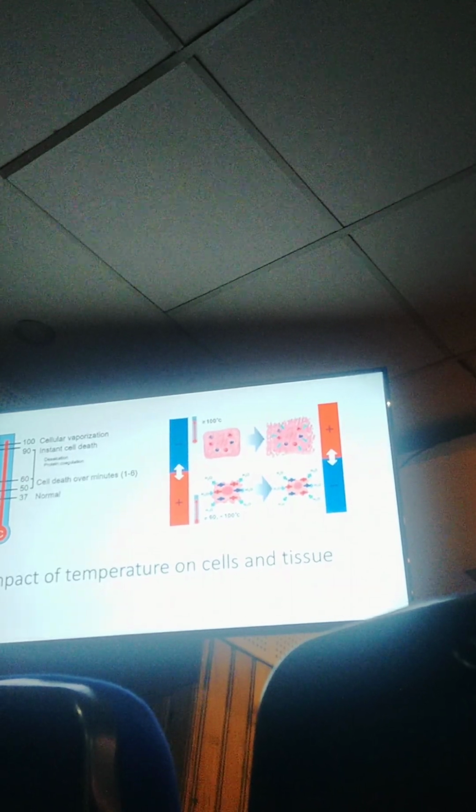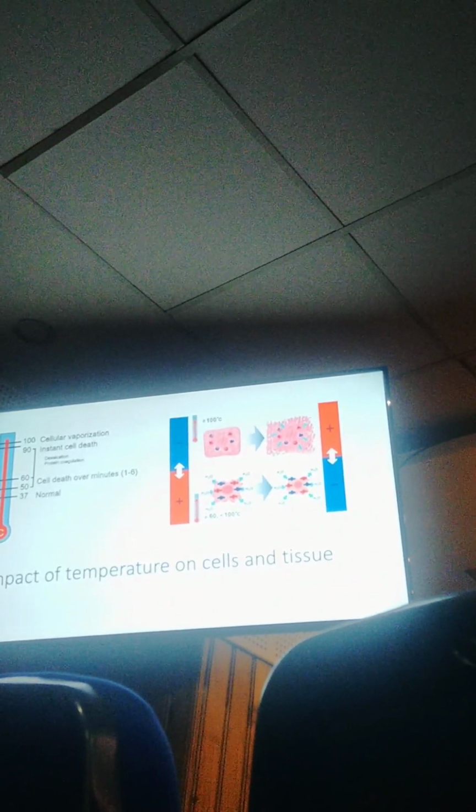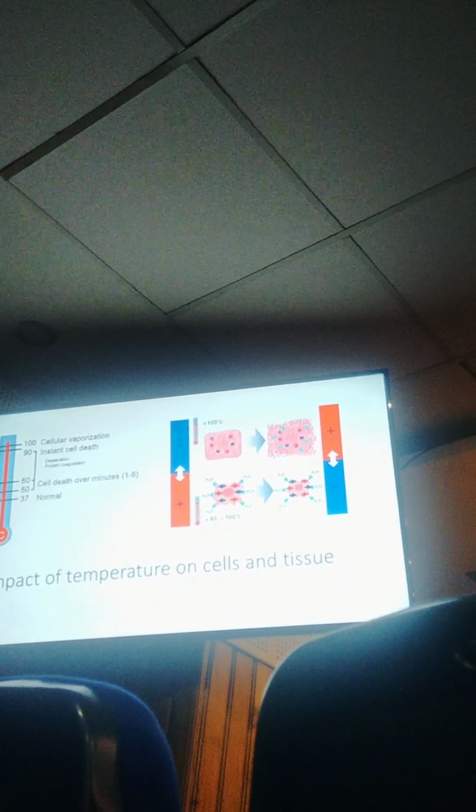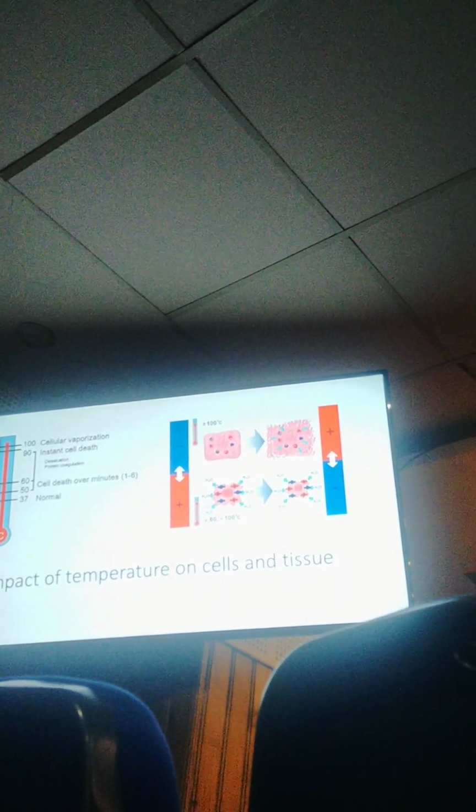So this is in summary. When the temperature is around 50 to 90 degrees, there is desiccation and protein coagulation, and when the temperature reaches 100 degrees or more, there will be vaporization.